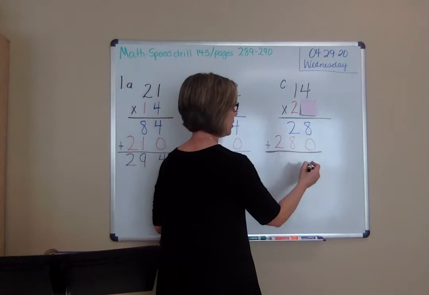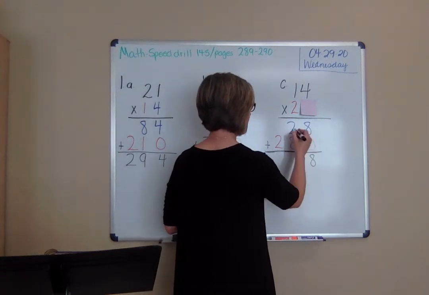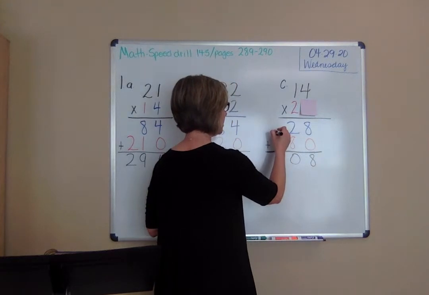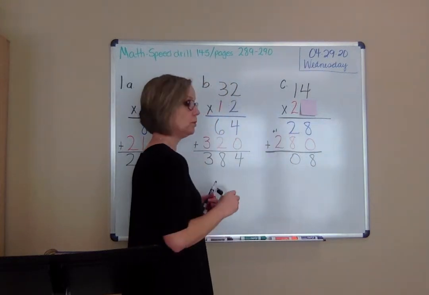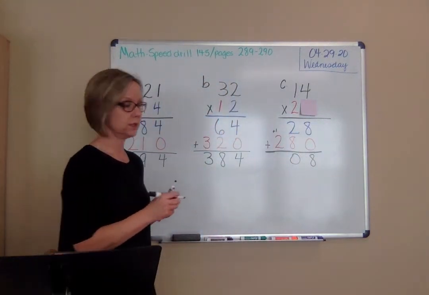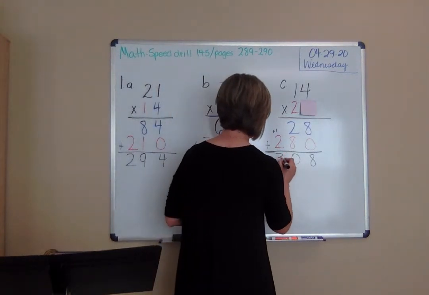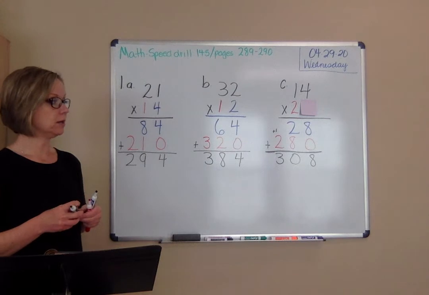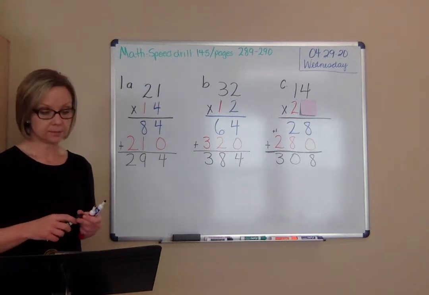8 plus 0 equals 8. 2 plus 8 equals 10, so be sure you're carrying. 0 plus 2 equals 2. 2 plus 1 equals 3. So your product there should be 308.